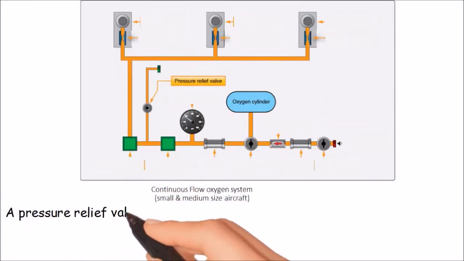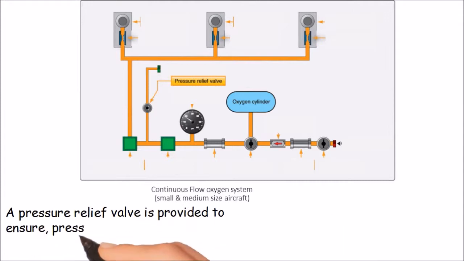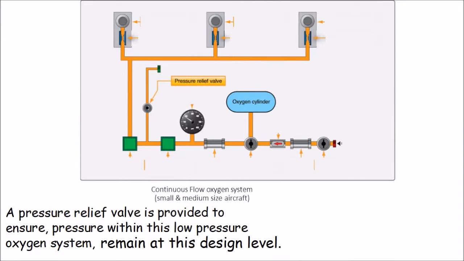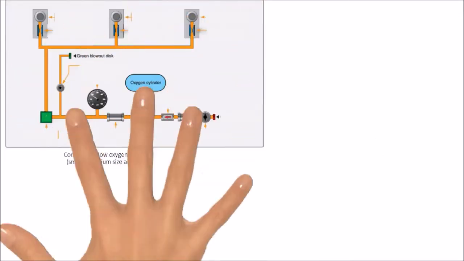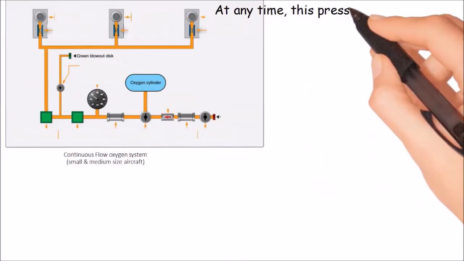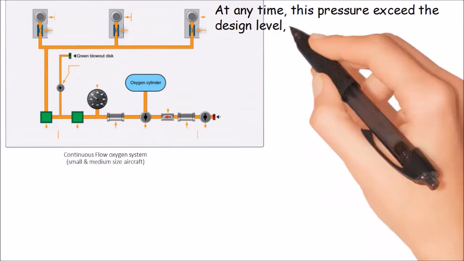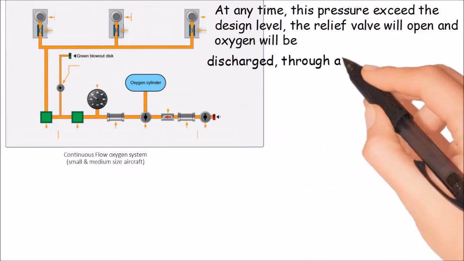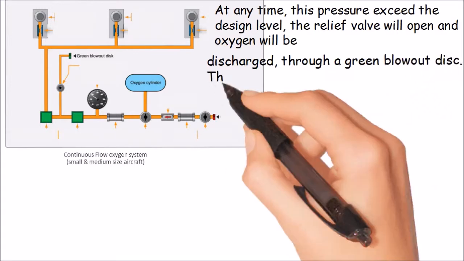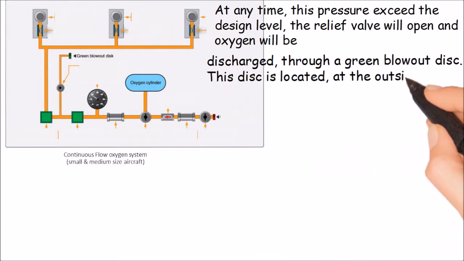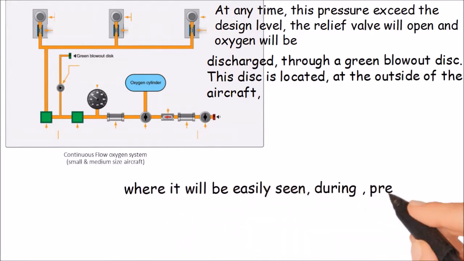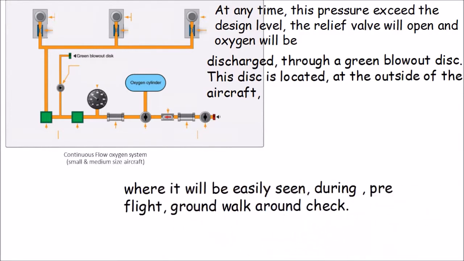A pressure relief valve is provided to ensure pressure within this low-pressure oxygen system remains at this design level. At any time this pressure exceeds the design level, the relief valve will open and oxygen will be discharged through a green blowout disc. This disc is located at the outside of the aircraft, where it will be easily seen during the pre-flight ground walk-around check.